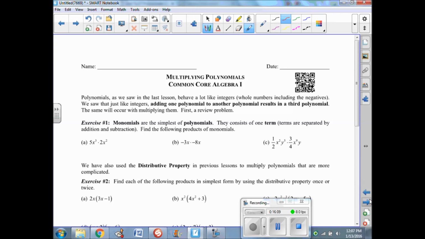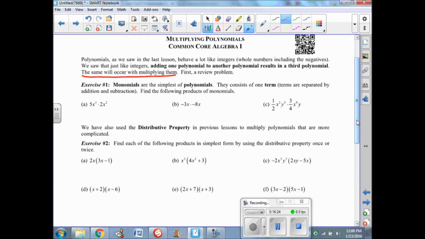So polynomials, as we saw in the last lesson, behave like integers. So adding one polynomial to another polynomial results in a third polynomial. The same will occur with multiplying them. So monomials are the simplest of the polynomials. Mono meaning one term. They consist of one term. Now they're defining terms. Terms are separated by addition or subtraction. So it says find the following products of these monomials.